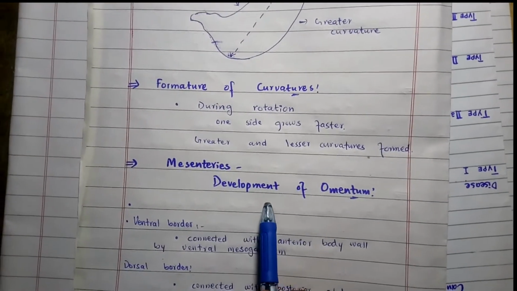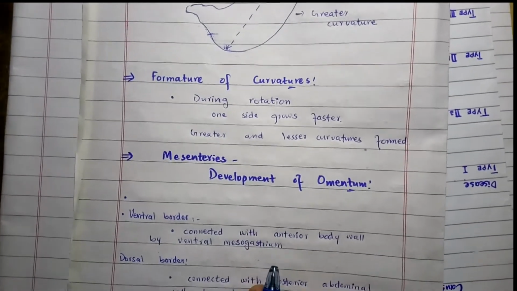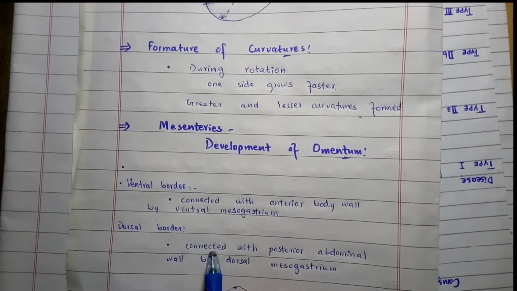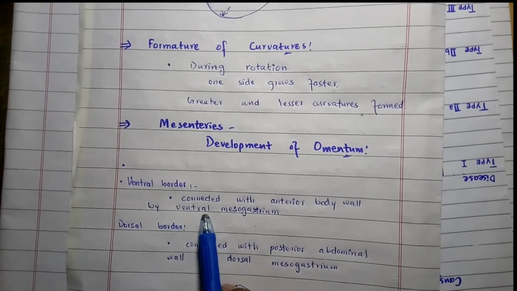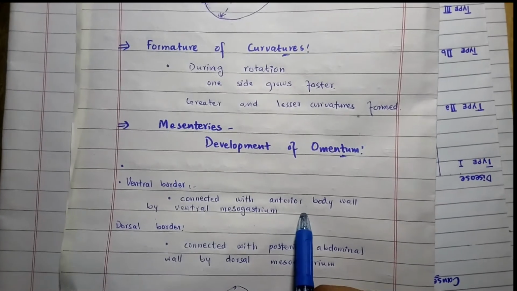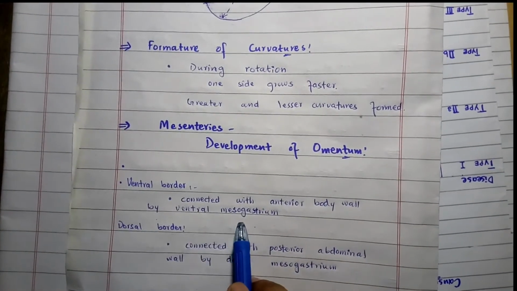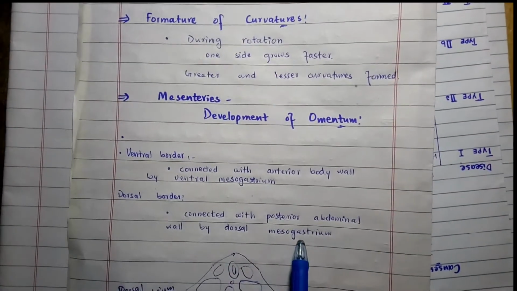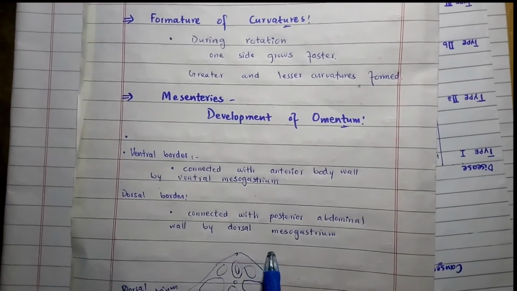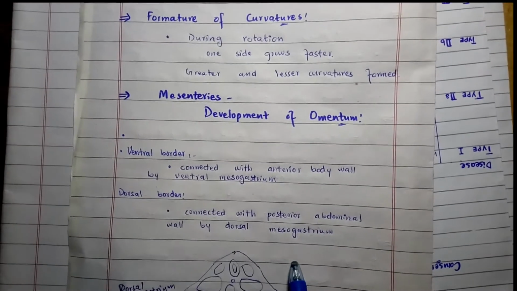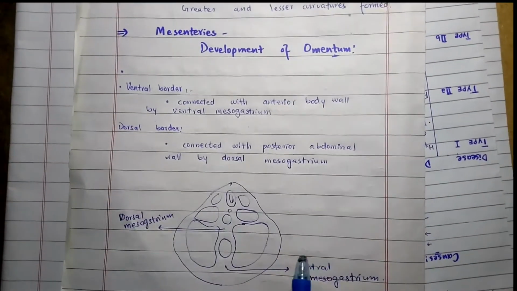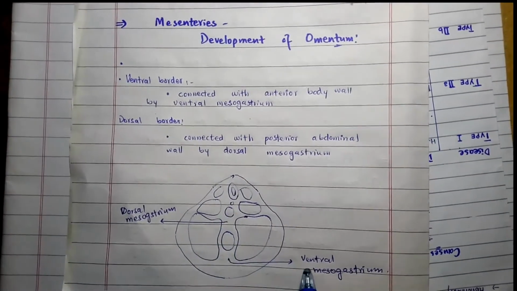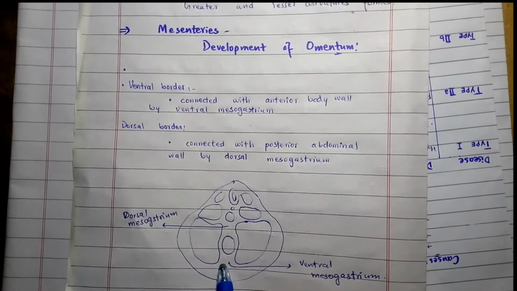Mesenteries, development of the omentum. The stomach has two borders, the ventral border and the dorsal border. The ventral border is connected with the anterior body wall by the ventral mesogastrium, while the dorsal border is connected with the posterior abdominal wall by the dorsal mesogastrium. This is the diagram: dorsal mesogastrium here, while the ventral mesogastrium here.